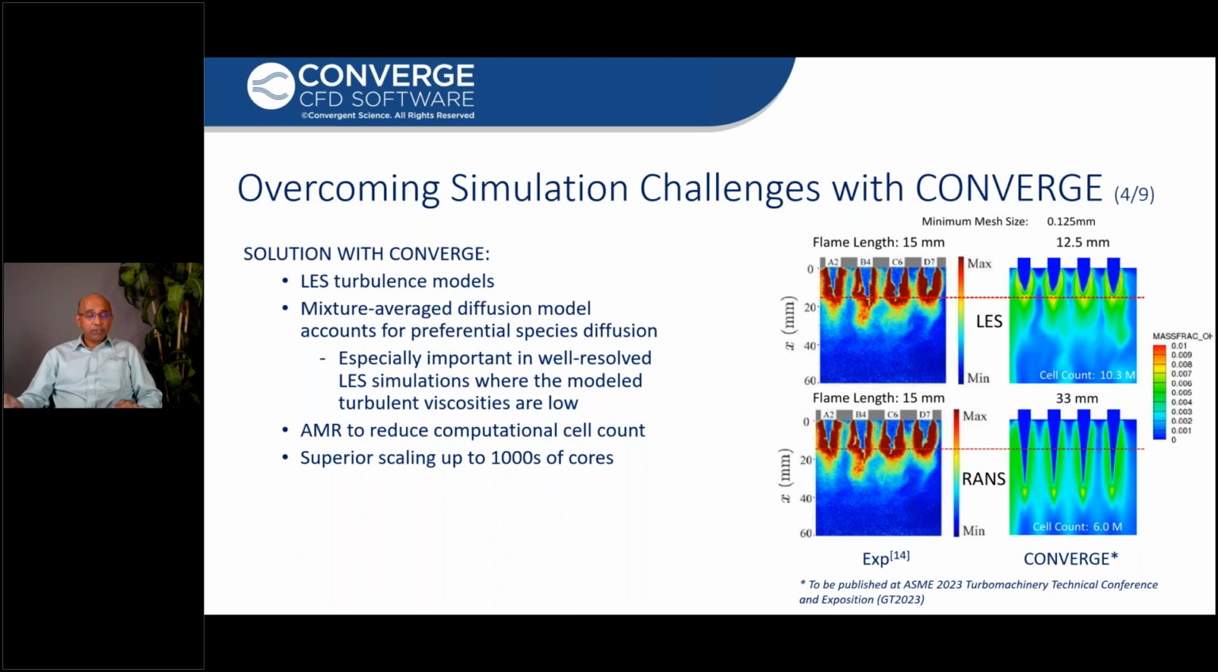The figure shown on this slide shows a comparison of measured and predicted flame length using LES and RANS as turbulence models. And detailed chemistry combustion is being used. For both simulations, mixture average diffusion model is activated. But you can clearly see how preferential molecular species diffusion is more important in well-resolved LES simulations, where the modeled turbulent viscosities are lower compared to RANS turbulent viscosities. AMR and superior scalability also can help running these large cell count cases to reduce simulation runtimes.